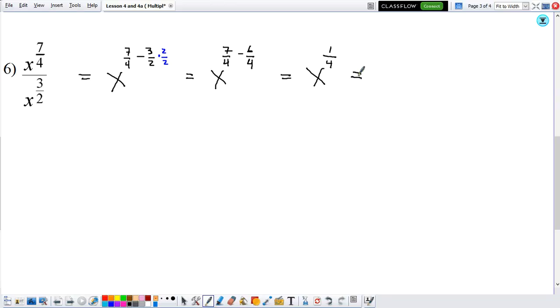Now we can rewrite this into radical form. So we have a root. What's my base? My base is x. My denominator is 4, so that means that my root is 4. Numerator is 1, so we don't write that exponent.